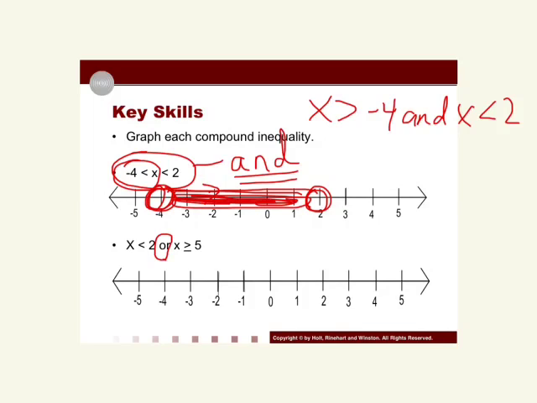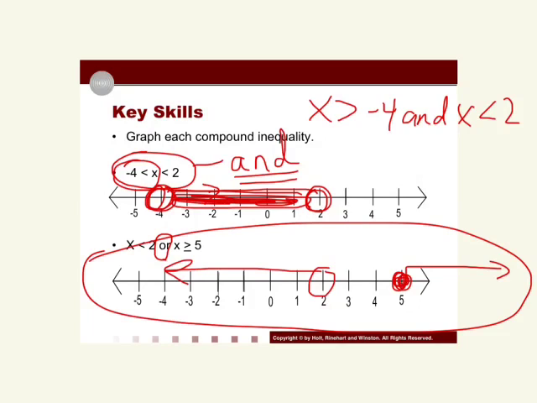Now where it's an or, I have x is less than 2, or x is greater than or equal to 5. And my solution here is that graph. So the only parts that don't work are the numbers between 2 and 5. So in this case, all these solutions and all the ones greater than 5 both make that true.